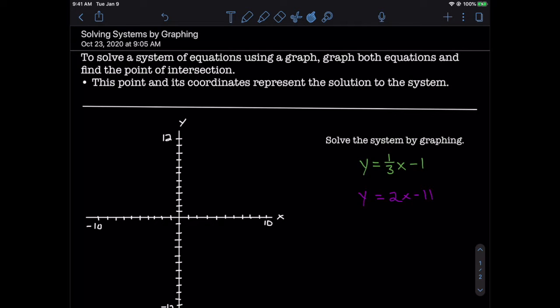Hey, what's going on? Today we're going to be talking about solving systems of linear equations.